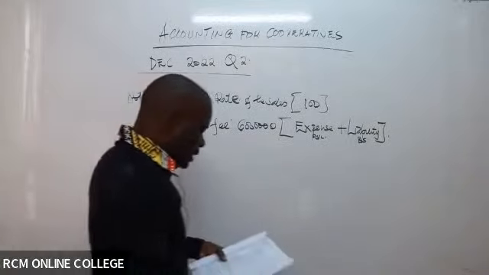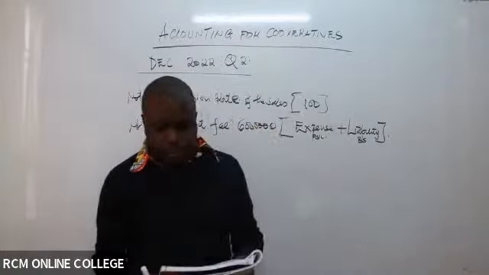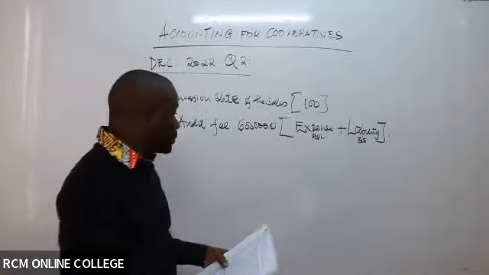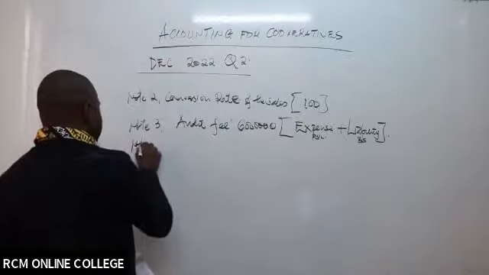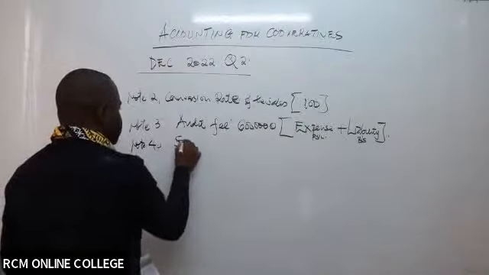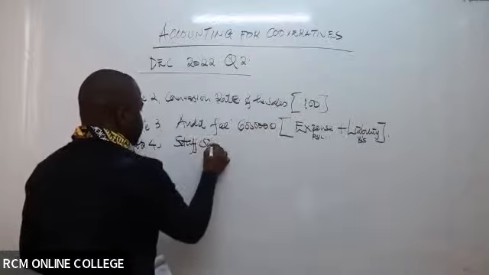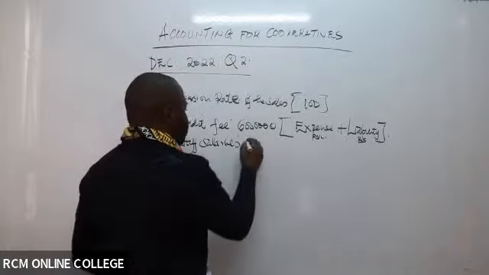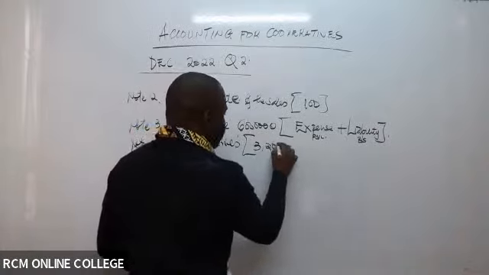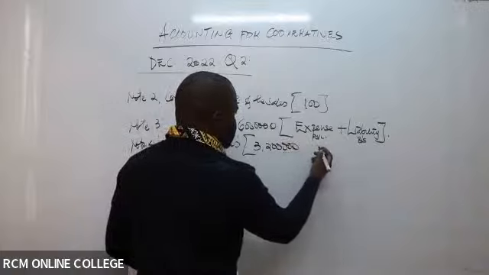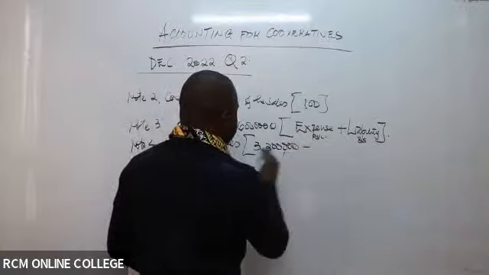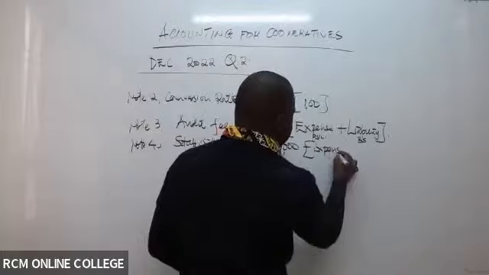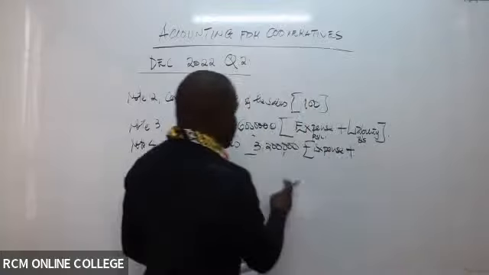Then number 4, staff salaries and wages amounting to 3.2 million had not been paid as at 31st of December 2021. So in this case, you have note number 4, staff salaries. By the end of the year, they were yet to pay 3.2 million. So this one will still be an expense, but as you note, these particular expenses were outstanding at the end of the year.